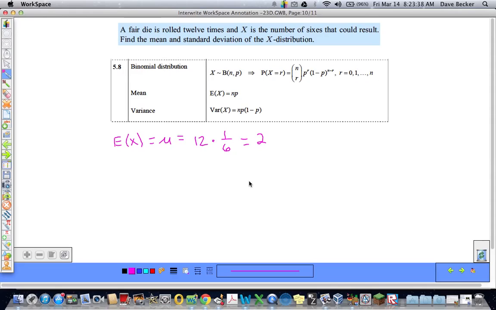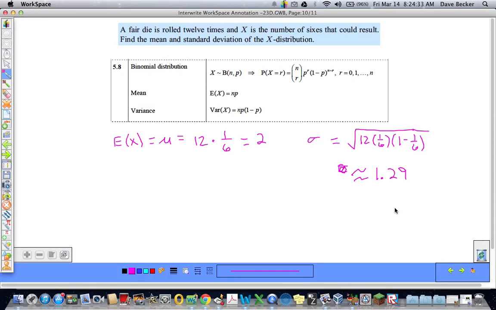Okay, and what else do we need to find? The standard deviation. Well, the standard deviation, sigma, is equal to, I just use my variance formula and take the square root of it. So that's the square root of np times 1 minus p. Well, np we just did, np is equal to 2. Or if we want to follow this formula exactly, that would be 12 times 1/6 times 1 minus 1/6. So you crank that in your calculator and you get approximately 1.29 to 3 sig figs. 1.29. Could that be any easier?